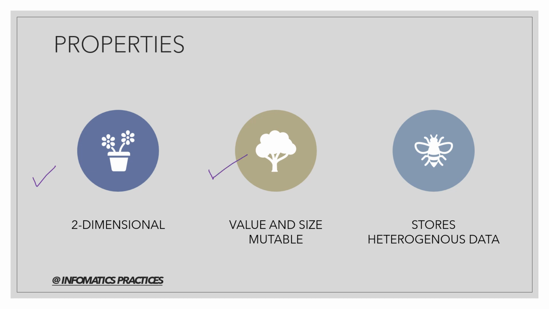In series we have studied that values were mutable but size was immutable. Now it can store heterogeneous data. That means data of different type like numeric, string, boolean, etc. But in the series we have seen that it generally stores homogeneous data of the same type.